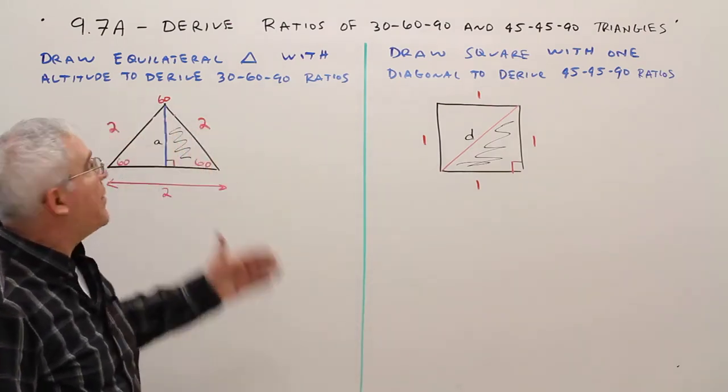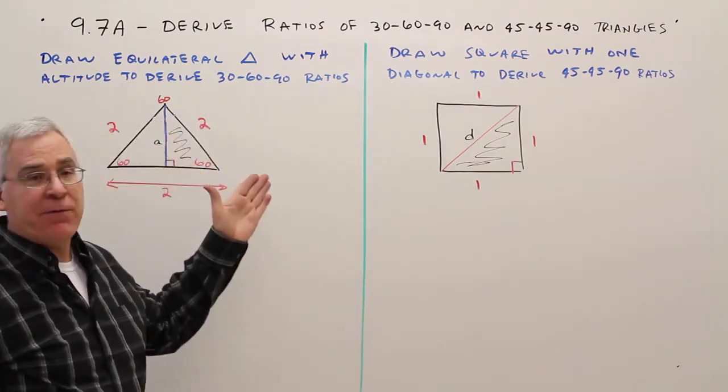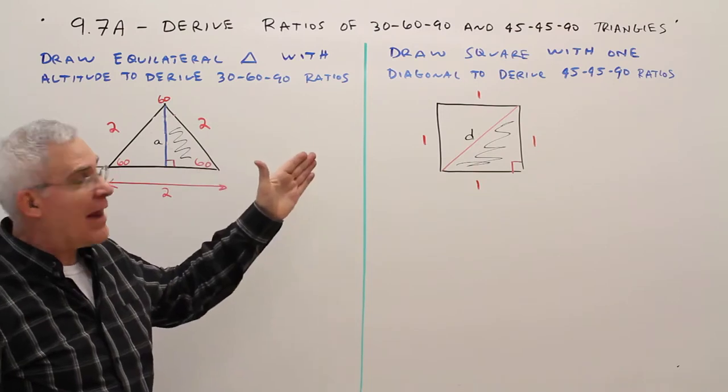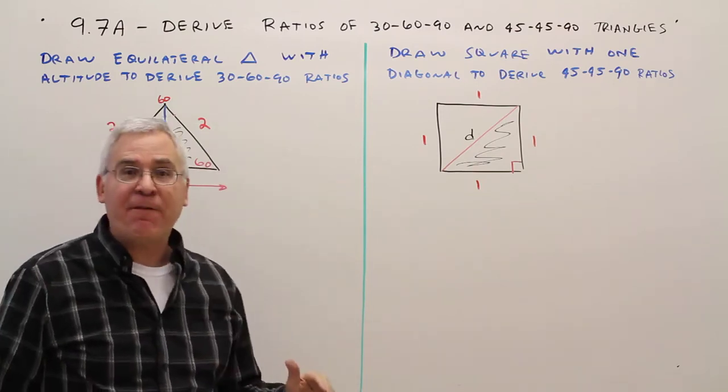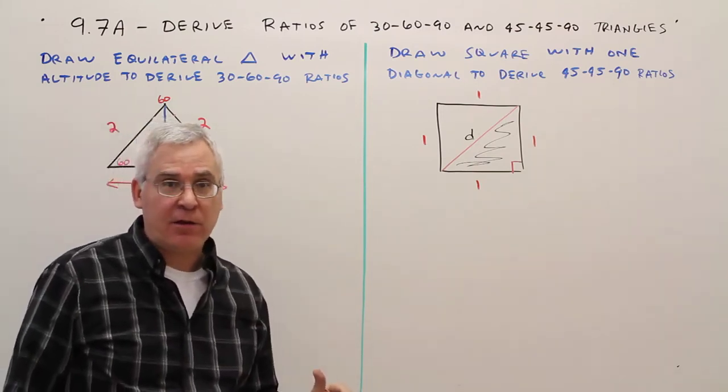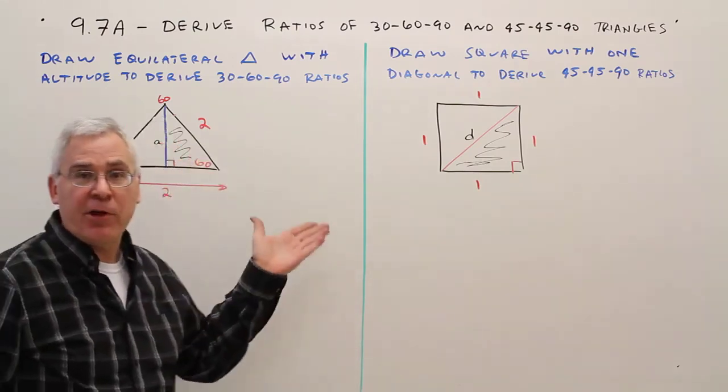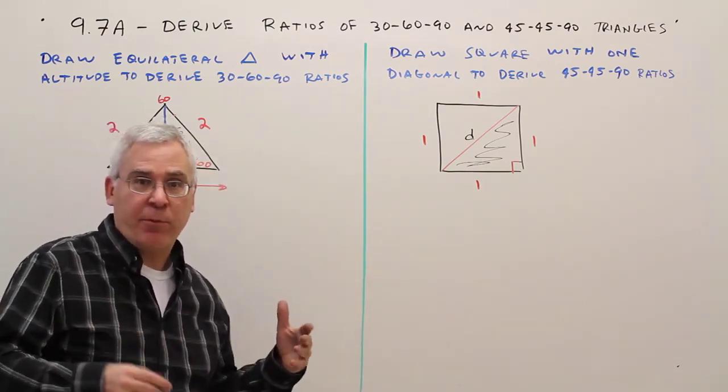Welcome to video 9.7a, derive the ratios of a 30-60-90 right triangle and a 45-45-90 right triangle. This is an extra sheet that hopefully you have in your notes booklet. It's not in your normal notes.